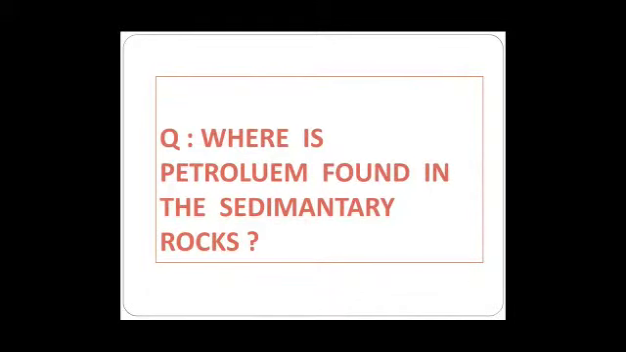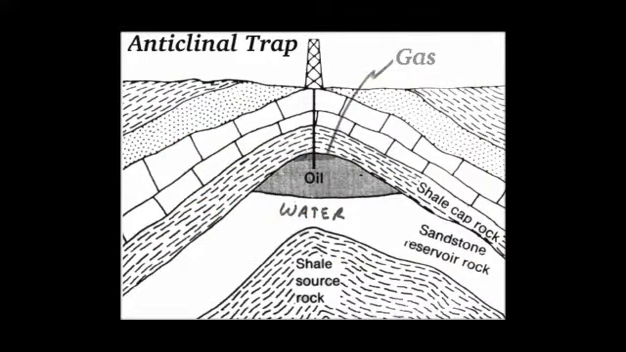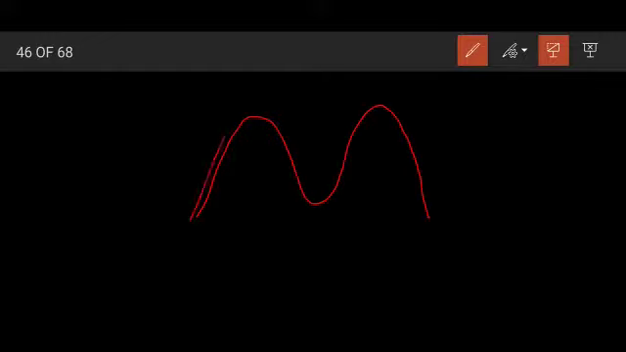Now children, where is petroleum found? In the sedimentary rocks. So I told you petroleum is found in the sedimentary rocks, but where? If I show you the structure, a sedimentary rock is folded in such a way. This is called anticline and this depression is called syncline. Anticline and syncline.